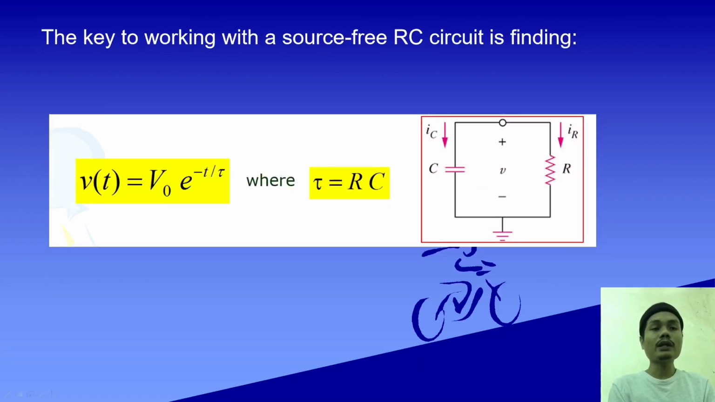The key to working with a source-free RC circuit is finding this equation. First, the initial voltage equals V across the capacitor. Second, the time constant equals RC.